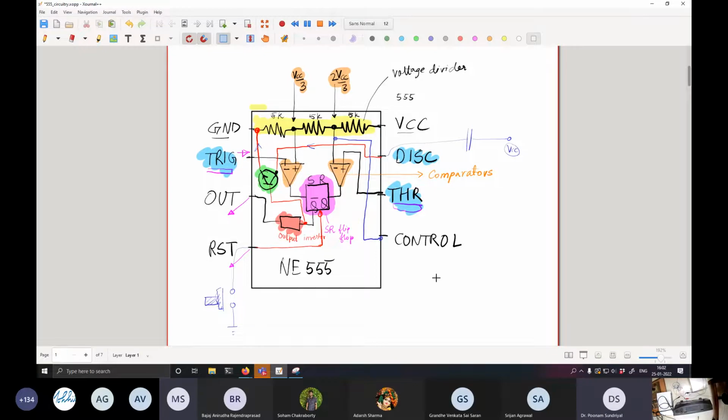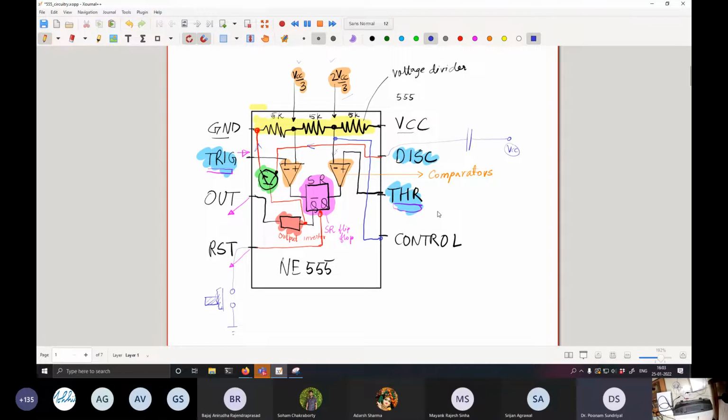Sir, the voltage divider part. Won't the voltages across it be affected by the other parts of the circuit, or will it always stay independent of the LED? Good question. It will not be affected by anything else, solely because of the property of an operational amplifier. We will come to operational amplifiers after a few more lectures. But this comparator is essentially an operational amplifier, and it has infinite input impedance, meaning there is no current draw going into an ideal comparator. So if there is no current draw, there is no question of this voltage level changing. So this remains fixed.